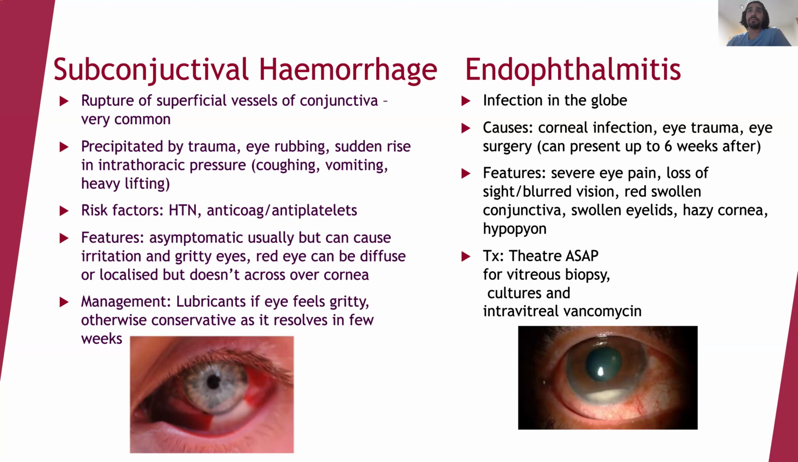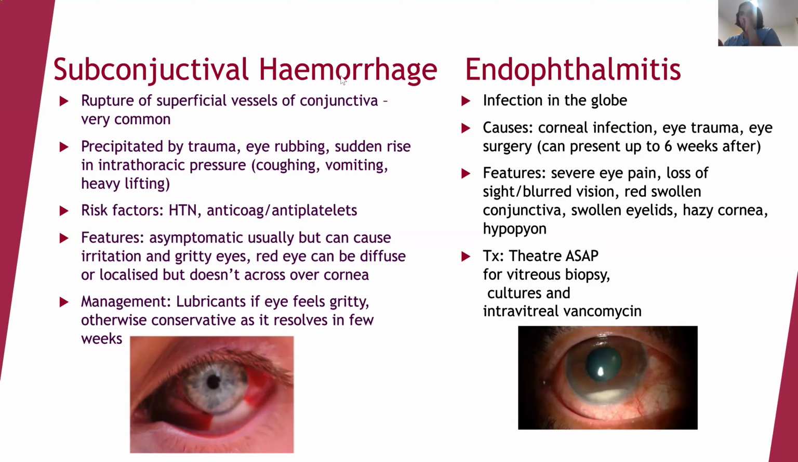This is very common, caused by things like trauma, rubbing of the eye, or a rise in intrathoracic pressure, so coughing, vomiting, heavy lifting. It's usually people who have hypertension and are on anticoagulants. They're usually asymptomatic. It's just that red eye, but patients are usually worried about it. This is just reassurance. It's conservative management because it does self-resolve, but you can give lubricants if it feels gritty.